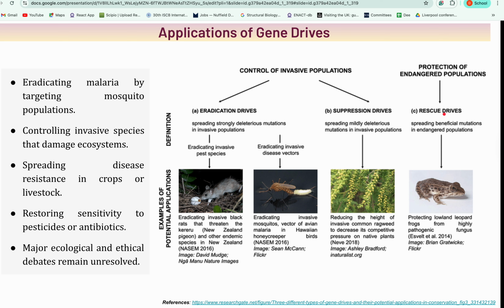They can be rescue drives where we can spread the beneficial mutations in the endangered populations. In this case, the spread is quite fast as compared to the normal inheritance. So in that way, they can act as rescue drives.